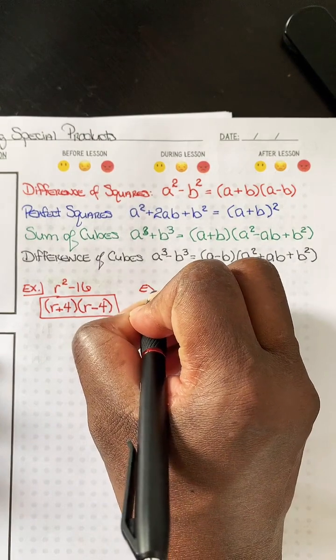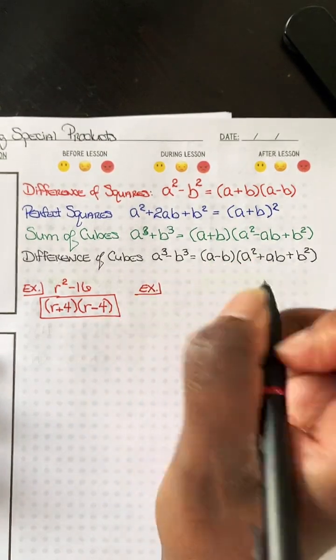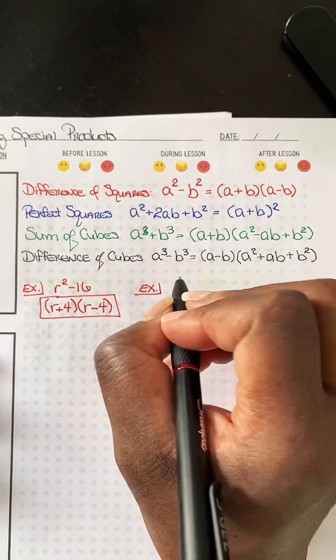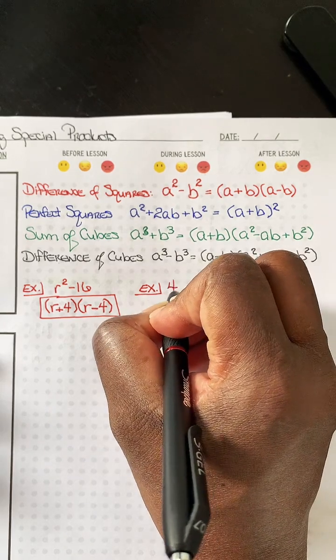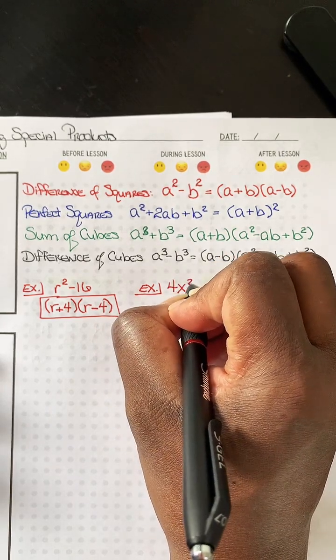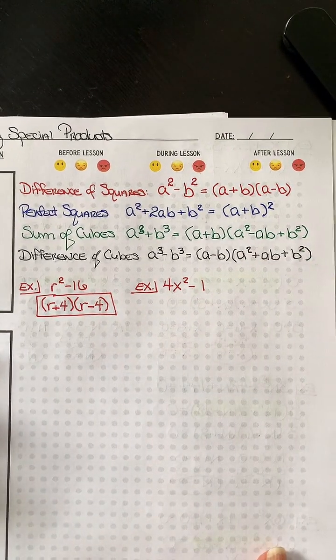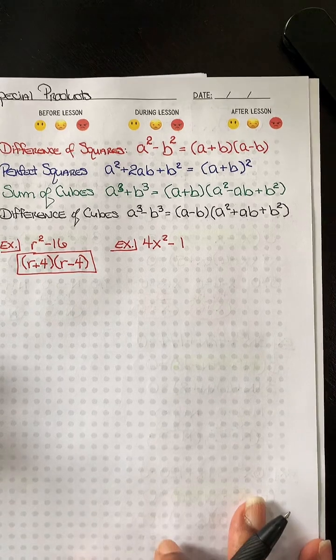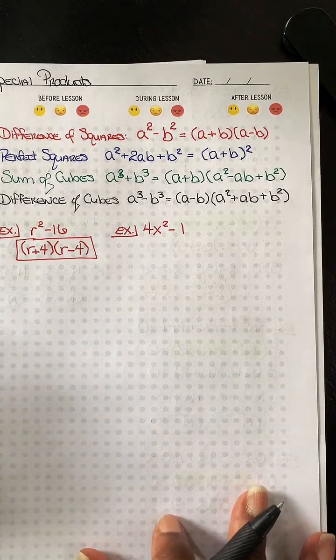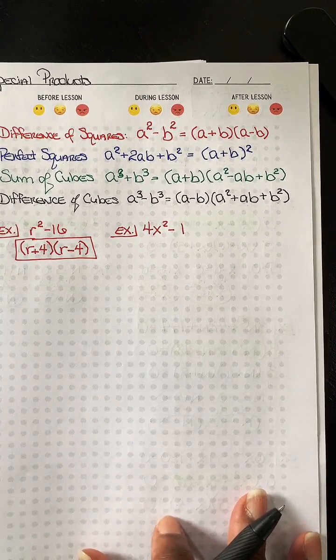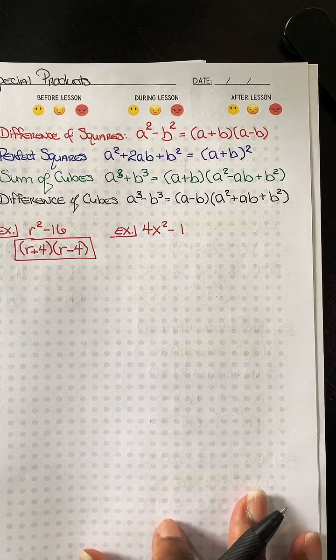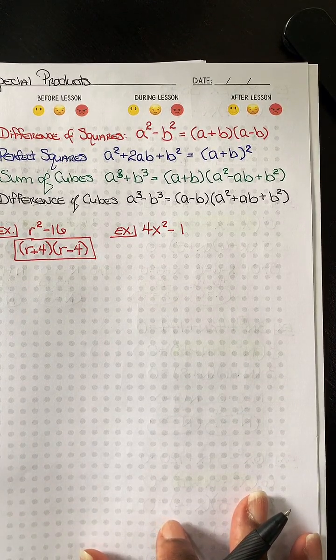All right, so okay, I can just do it like this. Let's go with another one. So let's say 4x squared minus 1. Okay. I gotta raise it up so I can see a little bit. So 4x squared minus 1.